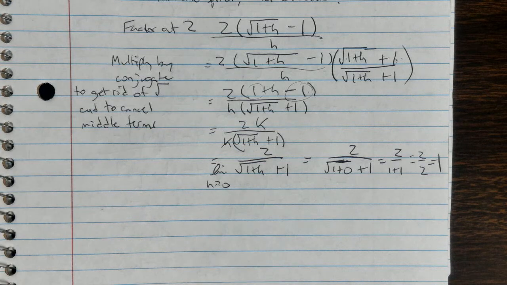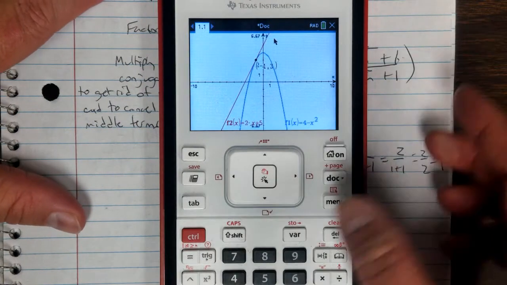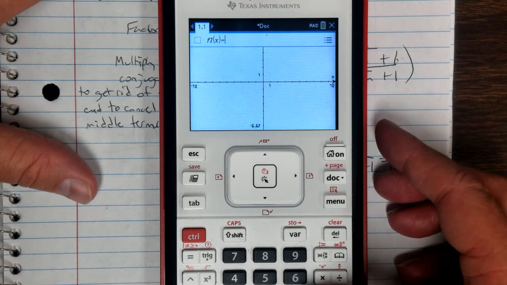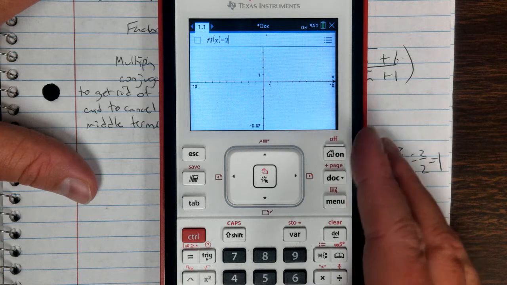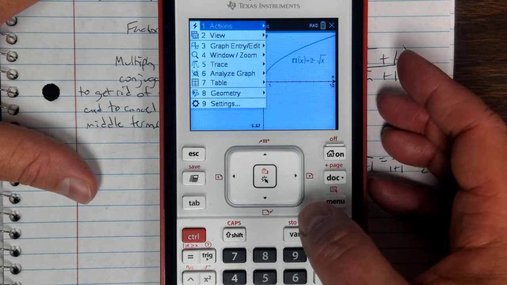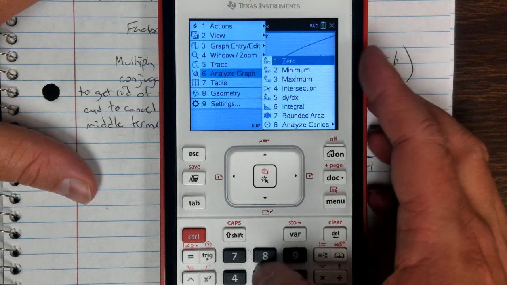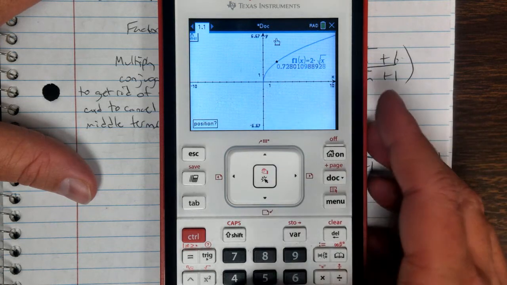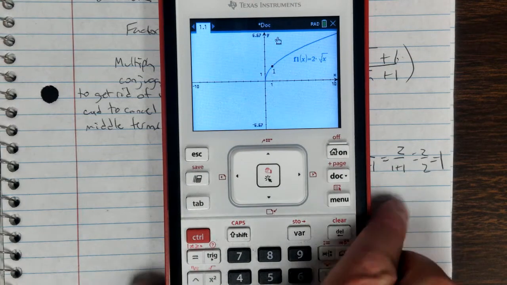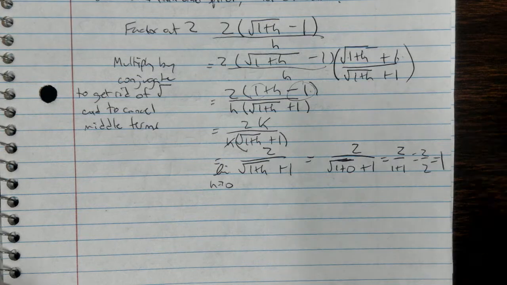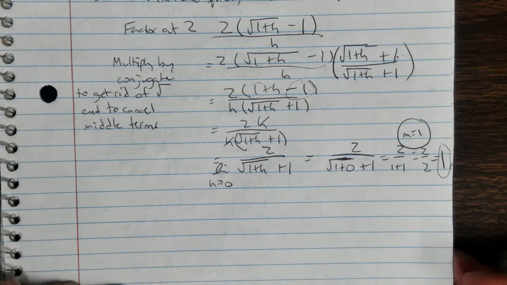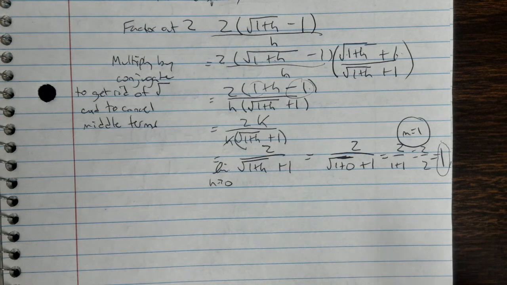Again, that's how you do it by hand. On the calculator, you'd probably just want to do it this way. 2 square root of x, enter, and then go menu, analyze, dy dx, and the position is 1, and then your answer is 1. So again, that's how you can check your answer. So m equals 1 because of that.